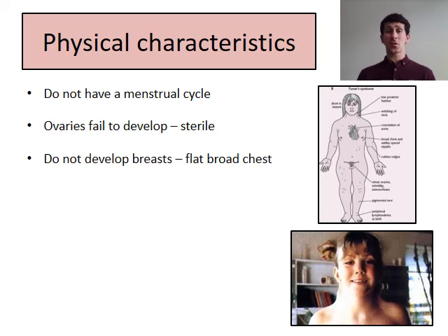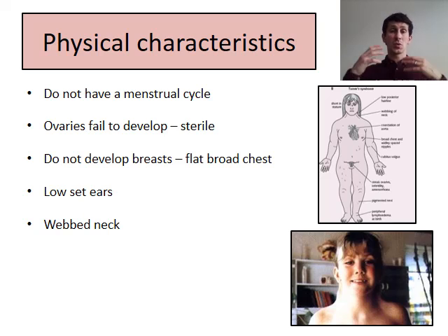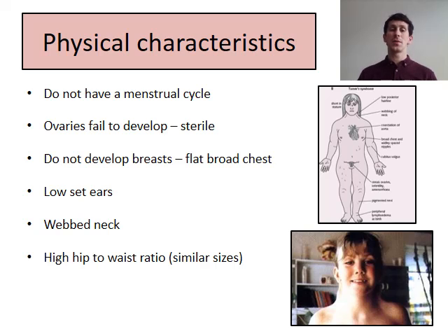They don't often develop breasts and will be characterised by a flat, broad chest. Low set ears, if you look at the picture of the girl in the bottom right, her ears are slightly lower set than you would find on a normal woman. And they've also got a webbed neck. So the picture down on the bottom right and also at the top right shows that clear webbing of their neck. And that's a key characteristic of Turner syndrome.